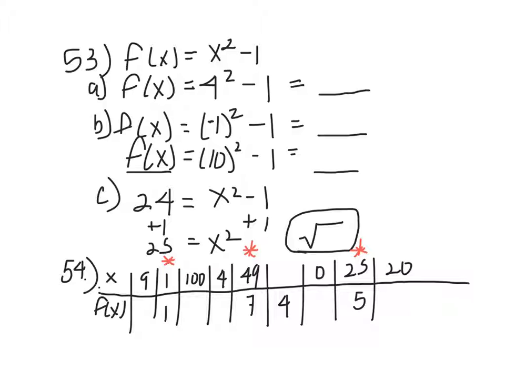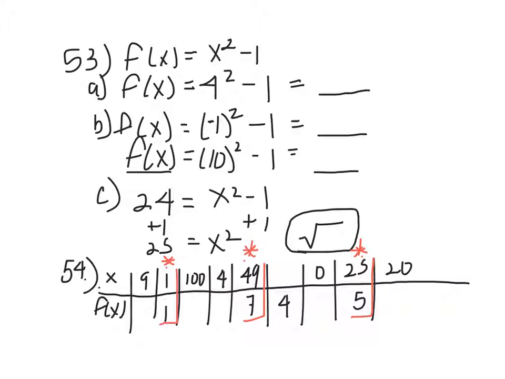Extra points if you can tell me why I starred these 3 columns in the table. Why do you think I did that? If you said to yourself, because those are the 3 that have both an x input and an f of x output, the answer is yes. They're going to help us find our pattern.